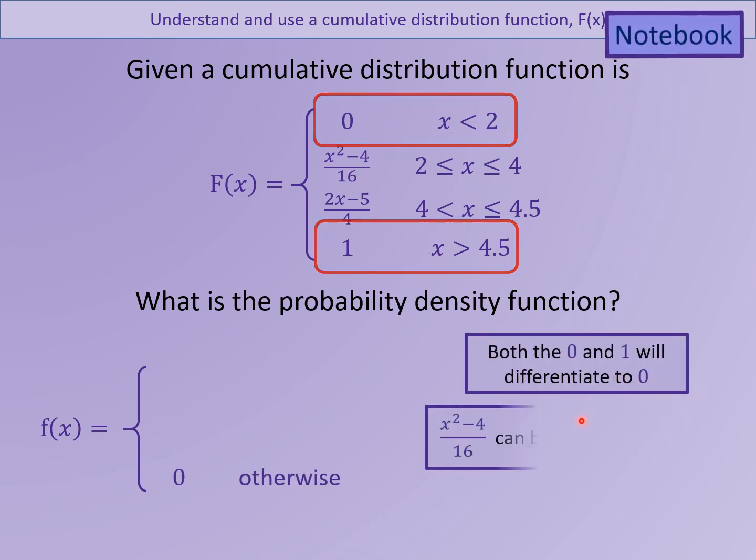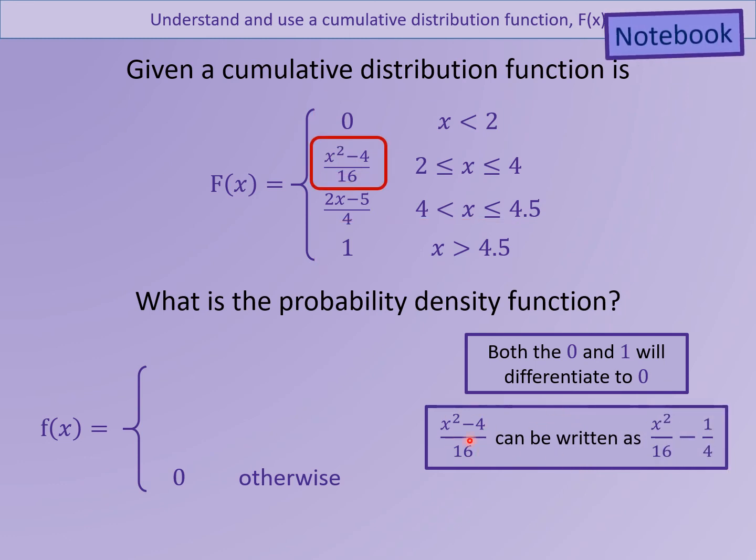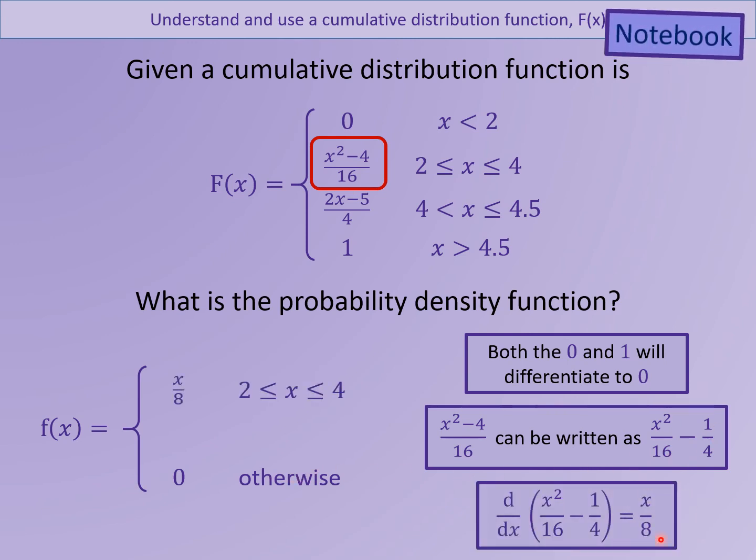So for example, if I took x squared minus 4 over 16, I could write it as x squared over 16 minus a quarter. So a 16th x squared is going to go to, bring the 2 to the front, decrease the power by 1, so therefore it's 2 over 16, which is an eighth. So it's x over 8. The minus a quarter part, when you differentiate that, will just cancel out. That doesn't make any difference. So what does that go to? It differentiates to x over 8.